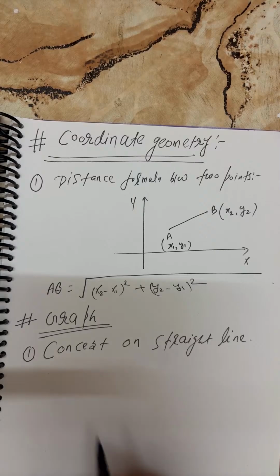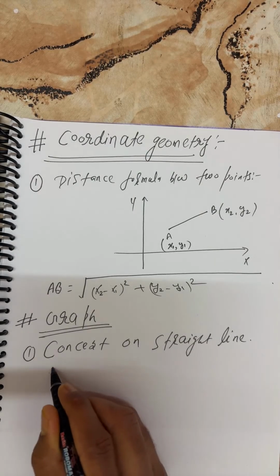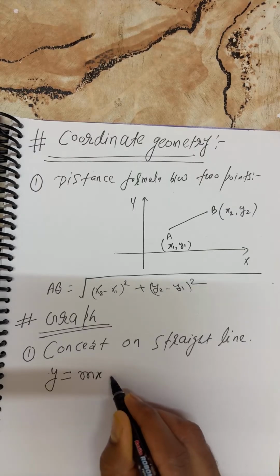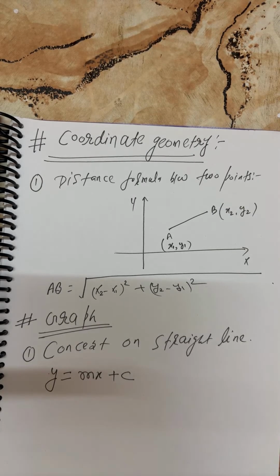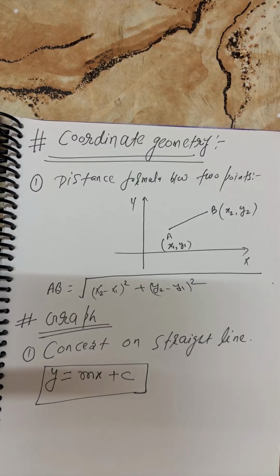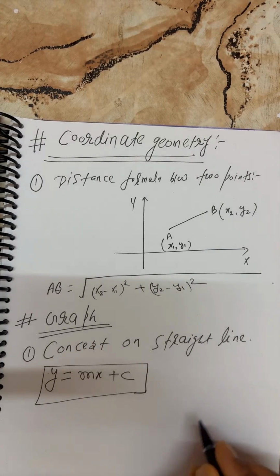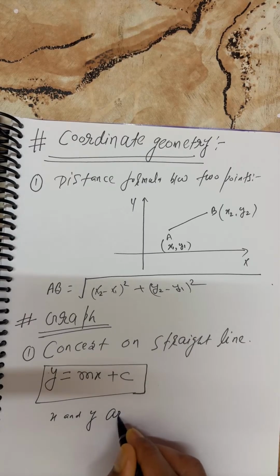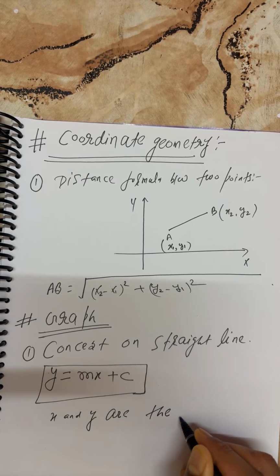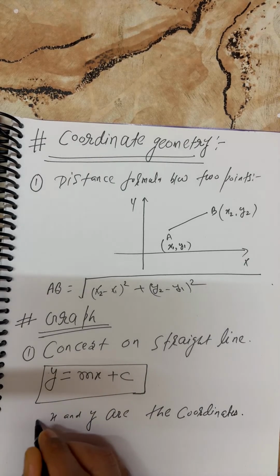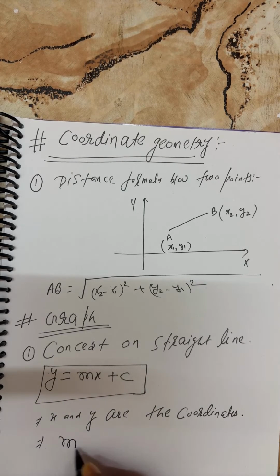So here, beta, if you are looking at your mathematical equation in this format, y is equals to mx plus c, then you can say the equation belongs to a straight line. Here I can write the points x and y. X and y are the coordinates. First points.